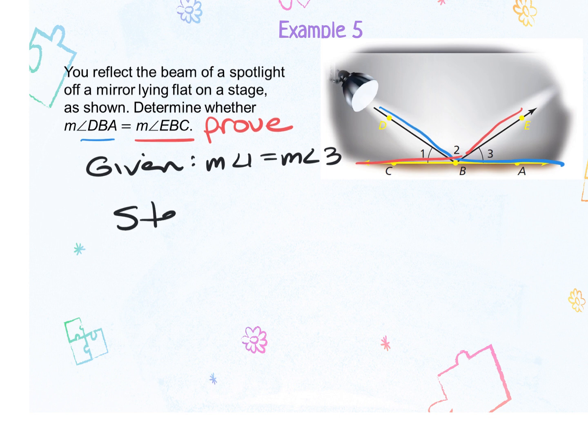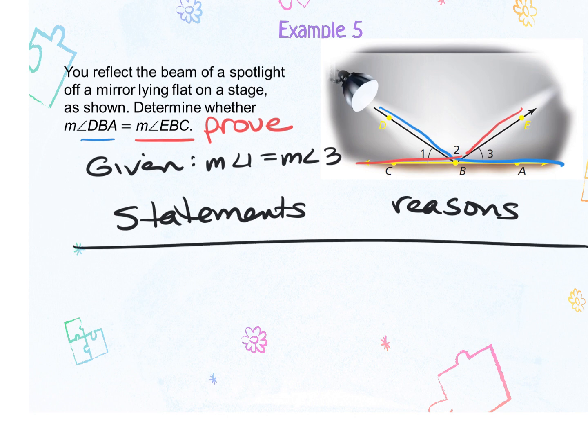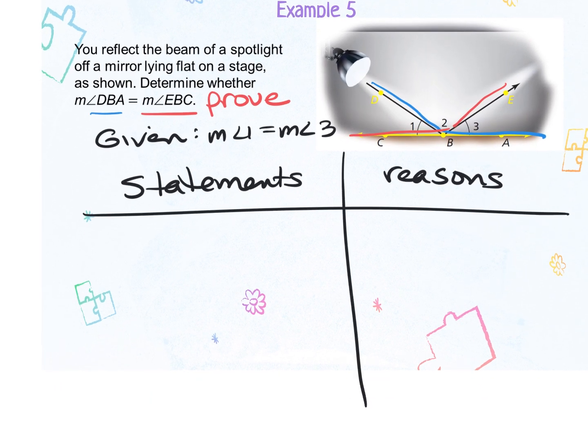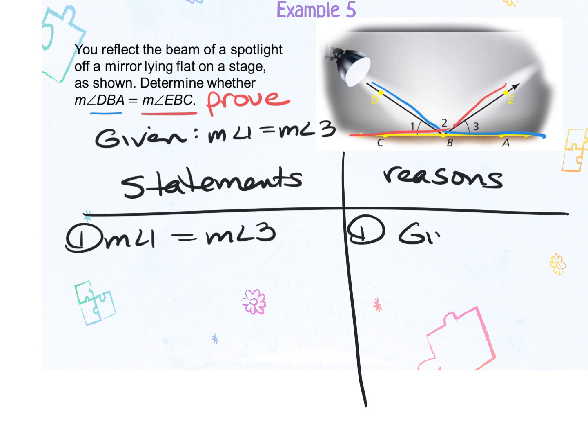So let's set up the two columns, statements and reasons. So my given is what was in the diagram. The measure of angle 1 equals the measure of angle 3. And that was given to me. It was marked in the diagram. Whenever I ask you to write a proof, on a test or a quiz, I will always have it spelled out for you. I will tell you specifically. You won't have to look at a picture and figure out what you're seeing.